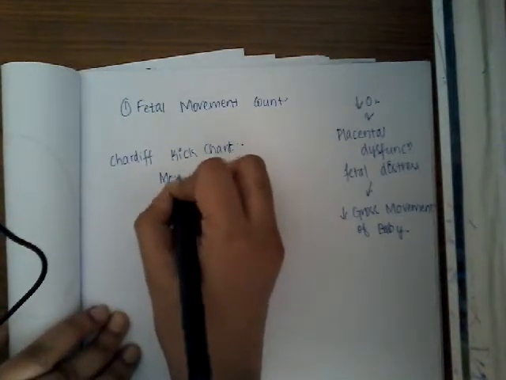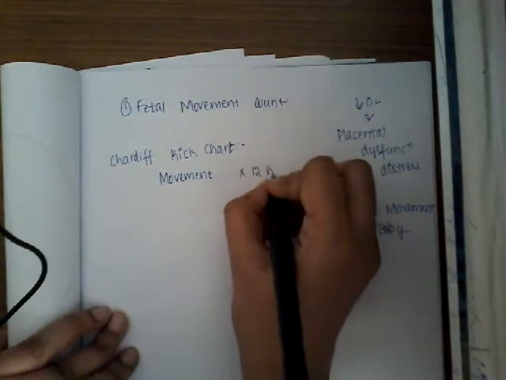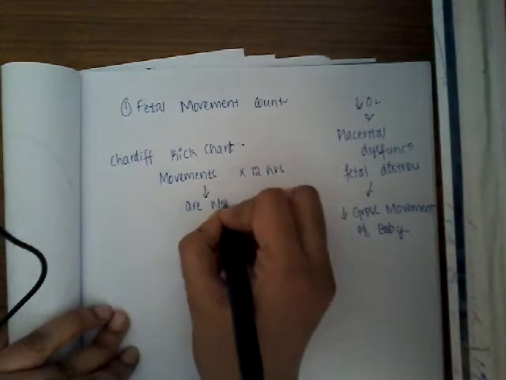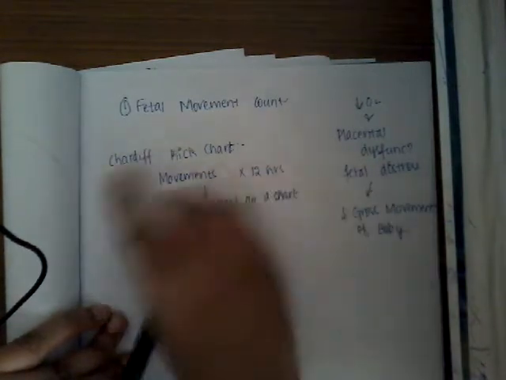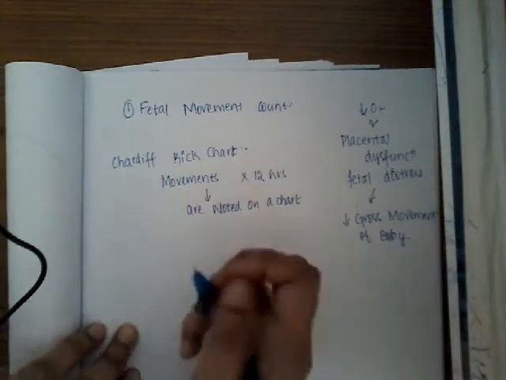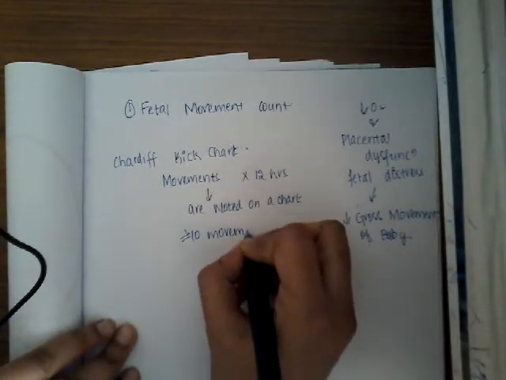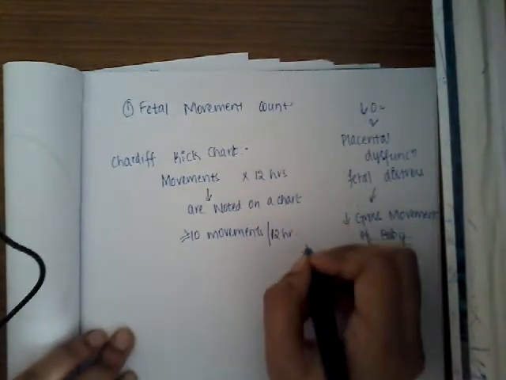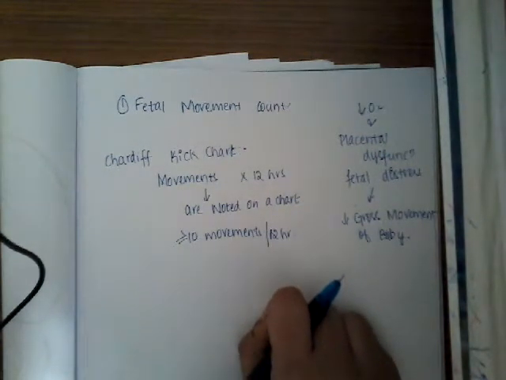In this Cardiff kick chart, the fetal movements are counted for 12 hours, and these movements are noted on a chart. For the whole 12 hours, the movements of the baby are counted and noted on the chart. If there are at least 10 or more movements in 12 hours, then it is a reassuring, better fetal movement count. Okay, so this is about fetal movement count.